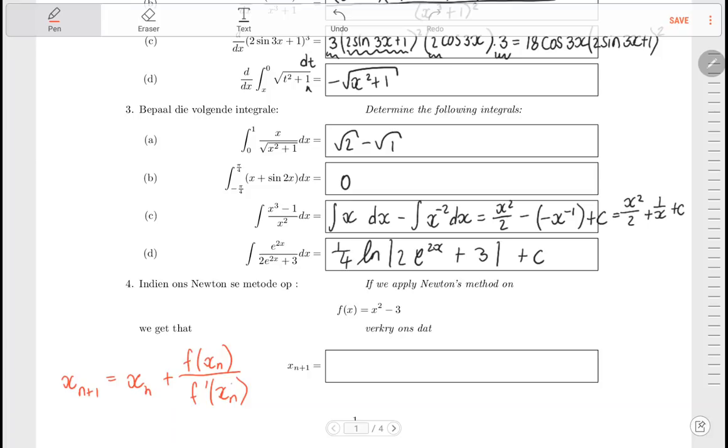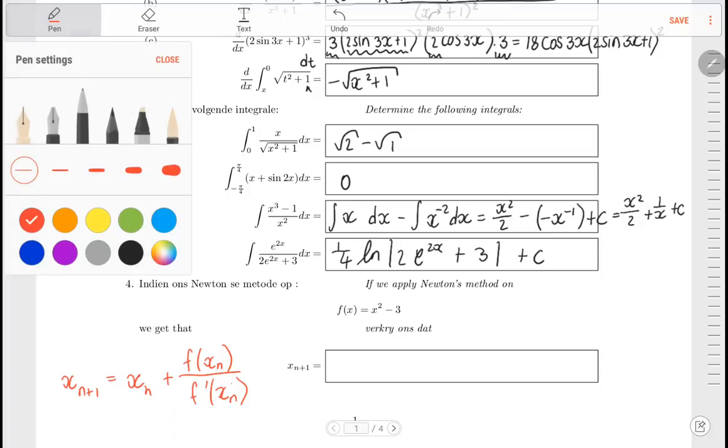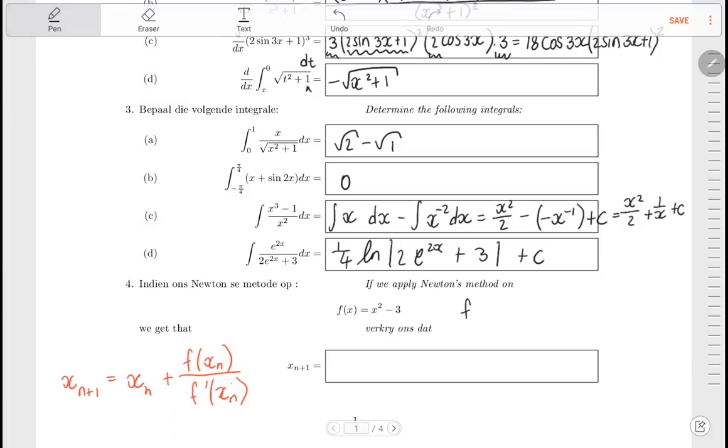So we have to find the derivative of this function that we are given. So f's derivative of x is simply going to be 2x. And from there it's going to be really simple. So xn plus 1 is xn plus, then we have f of xn, so it's going to be xn squared minus 3 over 2xn. This is the end of section A.